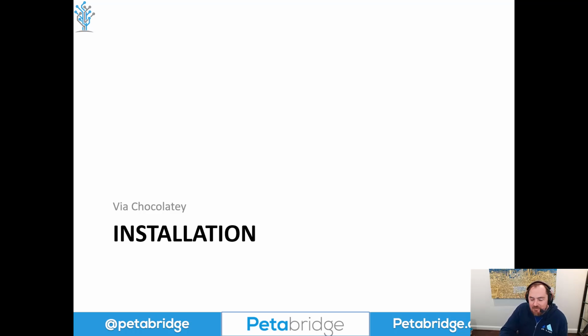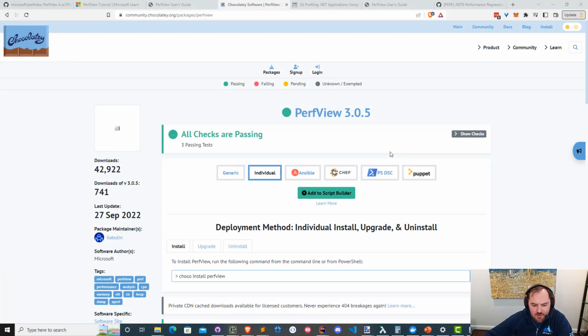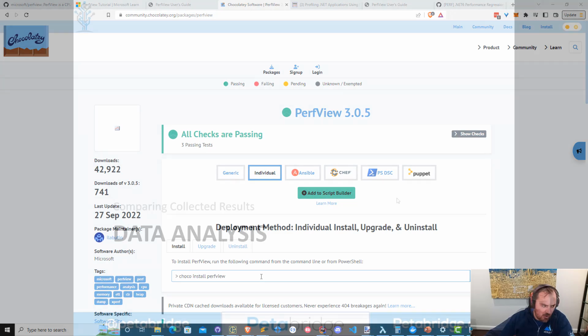PerfView does not have a tremendous presence online in terms of its documentation and everything else, but the easiest way to install it is via Chocolatey. So you can just go ahead and copy this command in here, choco install PerfView, and that'll make PerfView available both on the command line, which is what we're going to use for doing our data collection, and it will also make the desktop application available as well.